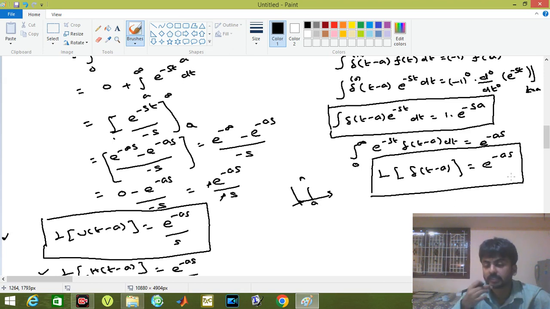delta function. In the same way, in an electrical circuit, if there is a shock, that is also the application of the Dirac delta function.